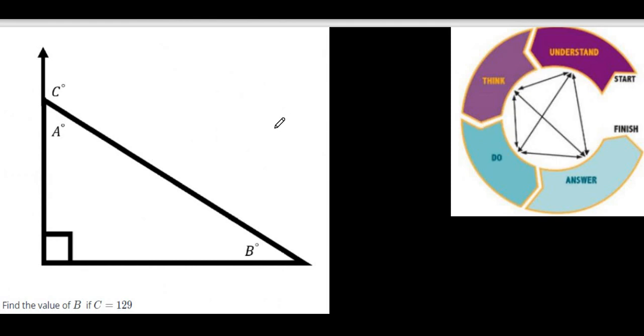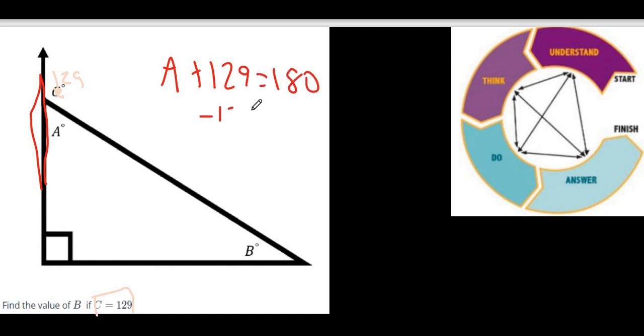So for this one, we know that a straight line is also 180 degrees. So for the C, it tells us down here that C is 129. So I'm just going to put that in there, 129. So this is a straight line. So I know that A plus C, or in this case, A plus 129, is going to equal 180. I subtract 129 on both sides. It's going to give us that A is 51.